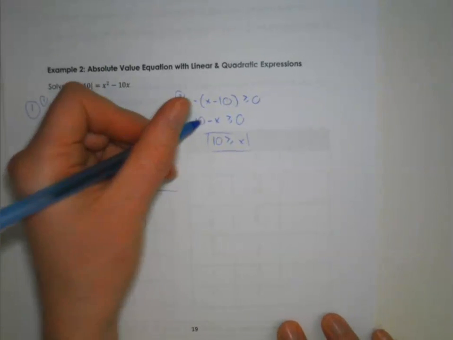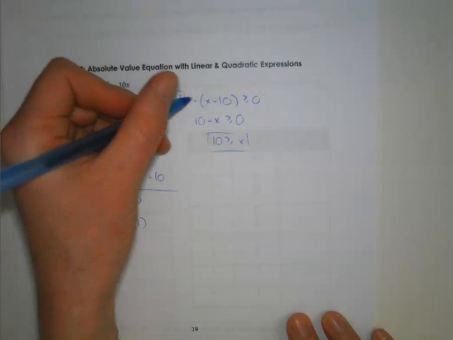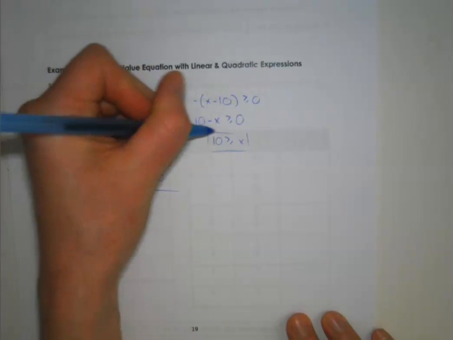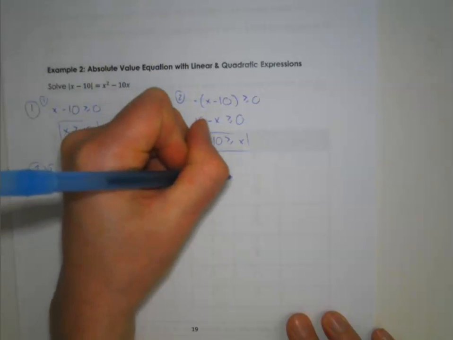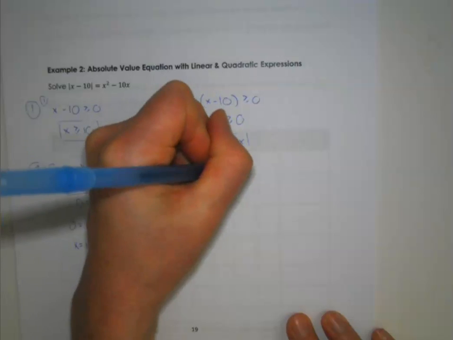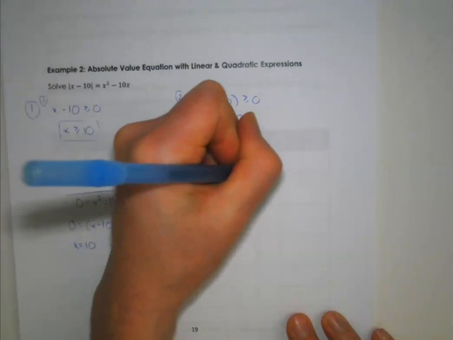For our absolute value equation, let's just use this version that we already multiplied out. So 10 minus x is equal to x squared minus 10x.